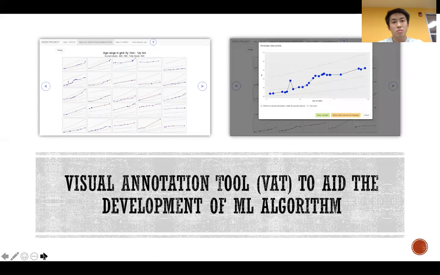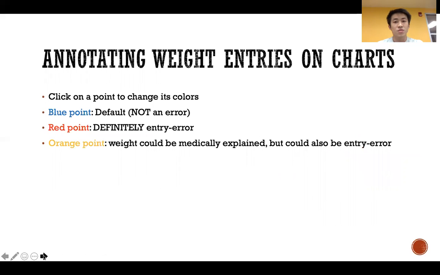Now I can sort of explain the features of the tool that we have made to support the development of the machine learning algorithm called the visual annotation tool. So for this visual annotation tool, we can choose a data point and modify the colors of that point to indicate whether or not it is an error. All data points are by default set to blue, in other words, not an error.